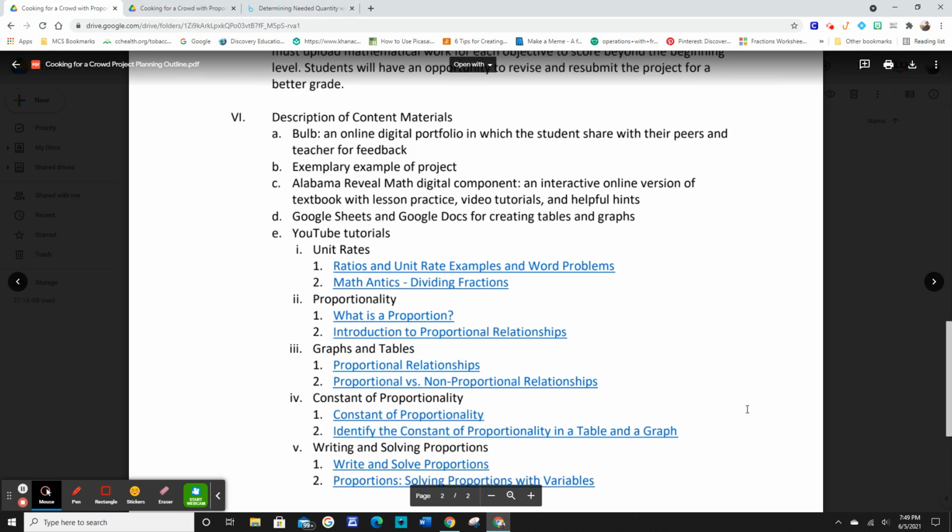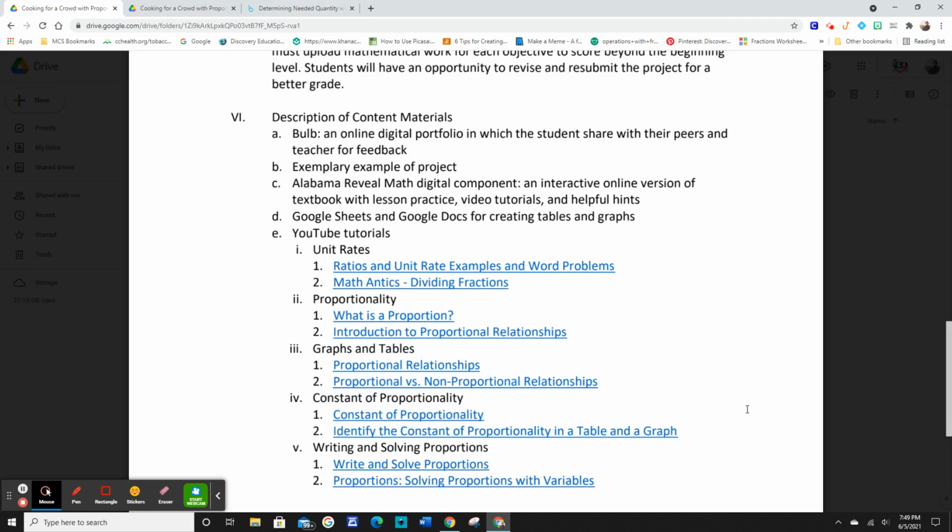All right, last thing, description of content materials. So the Bulb, obviously, that I've gone over is one of the biggest components to this particular project. It's going to be the platform for which the students share what they know. So I've already gone over that. I'm going to include that example that I'm working on for the students to see so that they have a good idea of what is going to be expected of them. Once I've done this a year, then I will have student samples to show them as opposed to just mine.